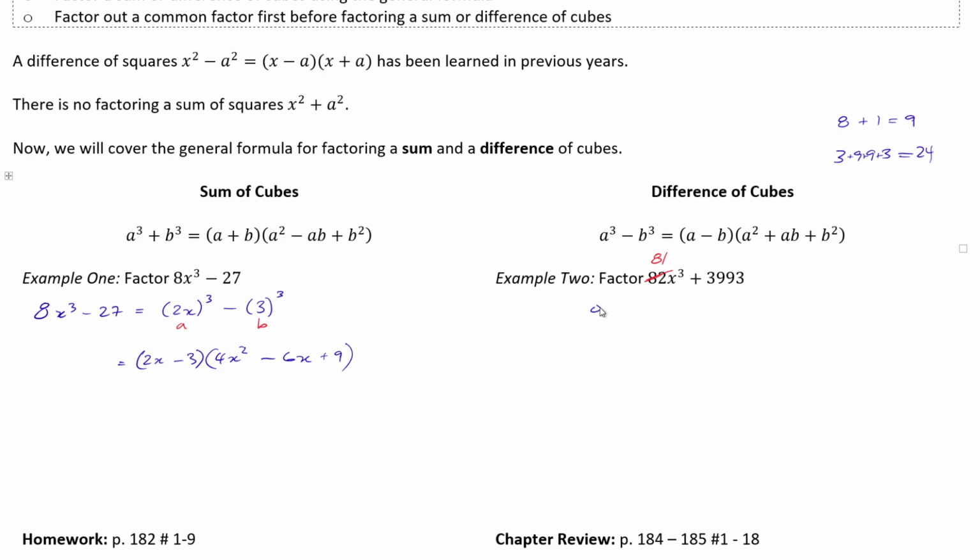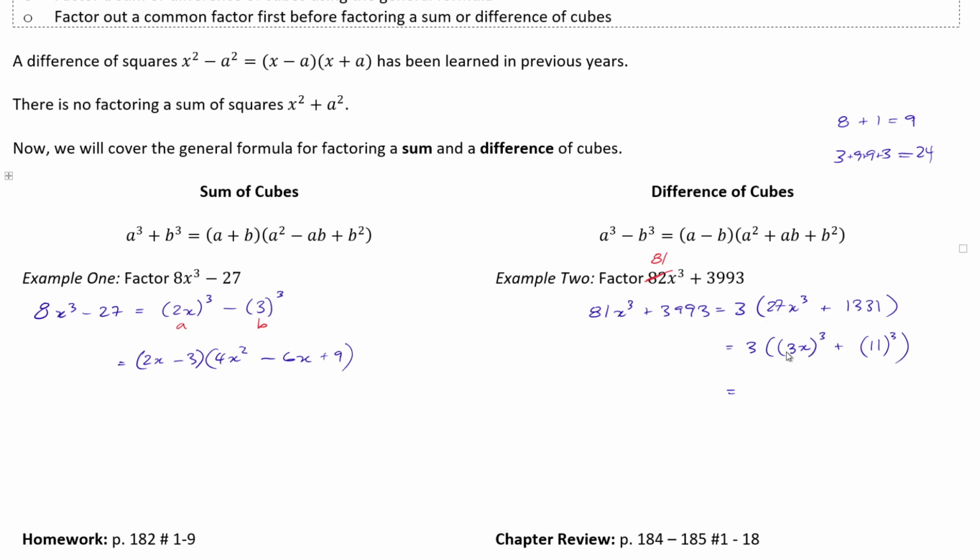So let's take a look here. We've got 81x cubed plus 3993. Let's factor out a 3. And then we should get 27x cubed plus 1331. Okay, this makes it a little easier to see that this is a sum of cubes. So we go 3, and this is just basically like your 3x to the power of 3 plus, and that should be 11 to the power of 3.